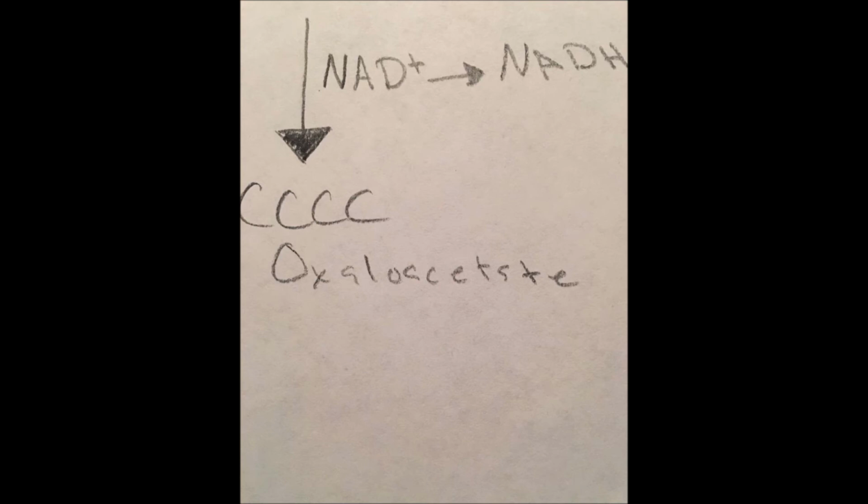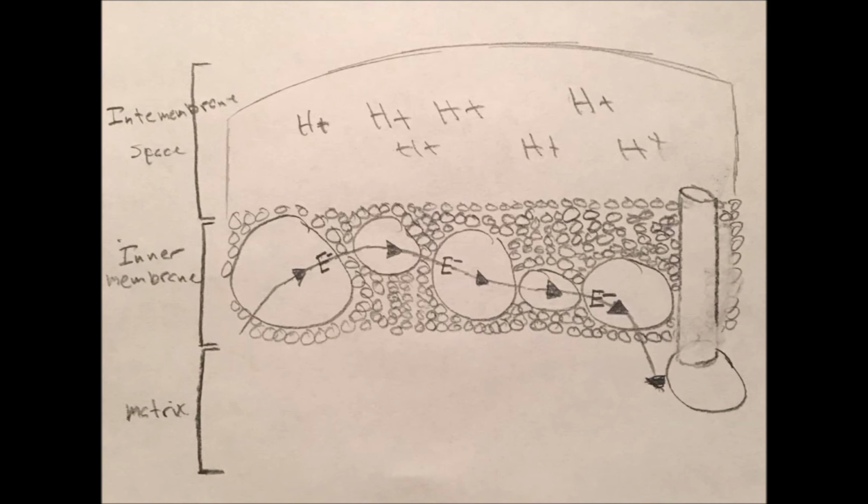Yay, finally the last stage of cellular respiration, the electron transport chain. The electron transport chain occurs in the cristae of the mitochondria. The importance of it is that it takes the high energy of NADH and FADH2 and turns it into ATP. The final electron acceptor is oxygen, which accepts electrons and makes water.